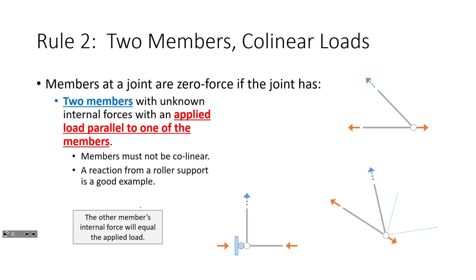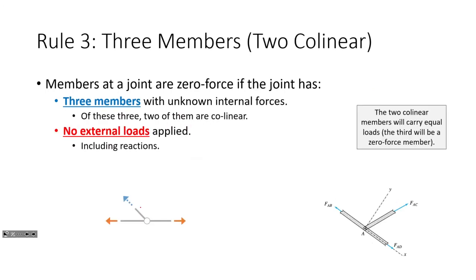Okay. Now, what about rule three? Rule three is kind of an extension of rule two. So rule three states that if I have three members framing into a joint, two of those members are parallel or collinear, but this one isn't, and there's no load applied at the joint, these two are the same. This is zero. Now, I want to be crystal clear. This rule goes kapooey if I put a load at this joint. If I were to place a downward load right here, then this is not a zero force member. It's got to pick up some of that load. But if there's no load applied to that joint, these two are going to be the same. That's going to be zero.